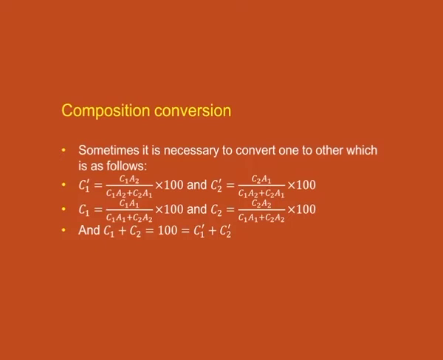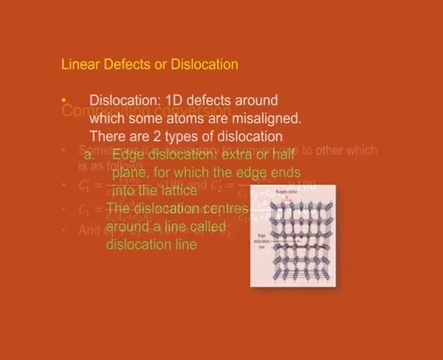Now, next go to the linear defects or the one dimensional defects. These are also called dislocation. Now, these dislocations are one dimensional defects around which some atoms are misaligned, and they are of two types. First one is edge dislocation, in which an extra or half plane in the solid ends within the lattice structure.